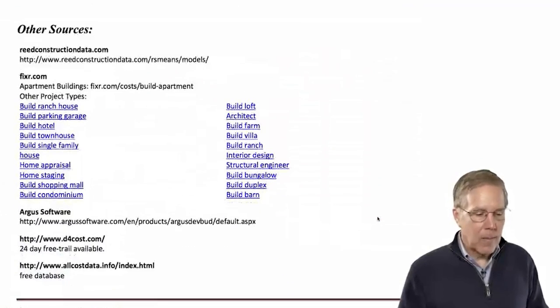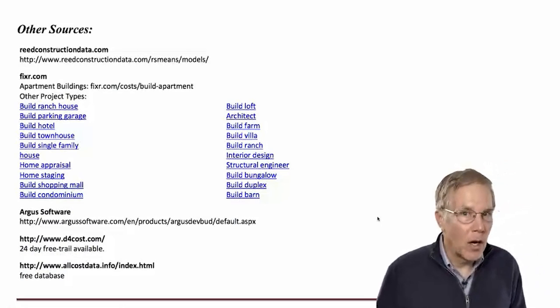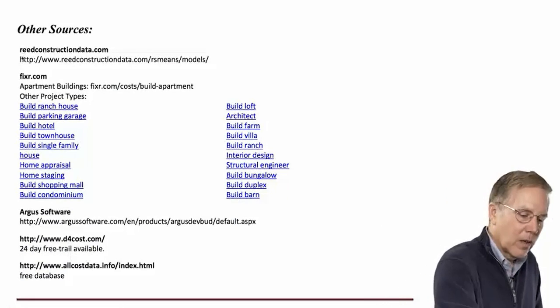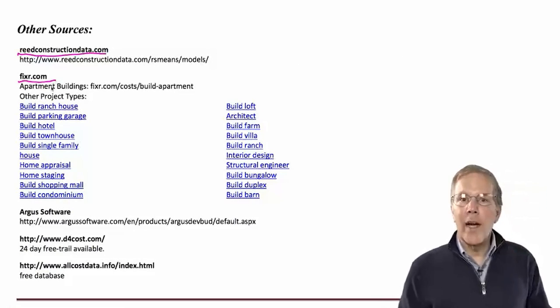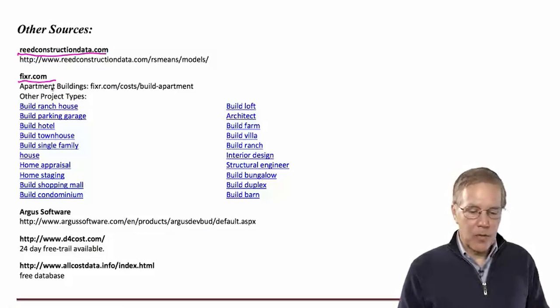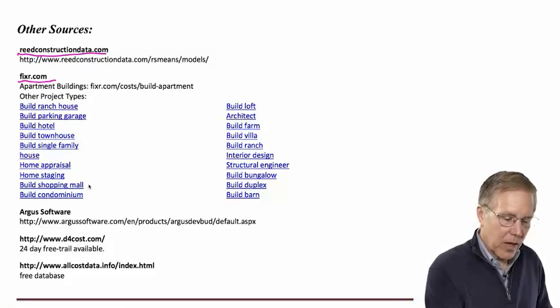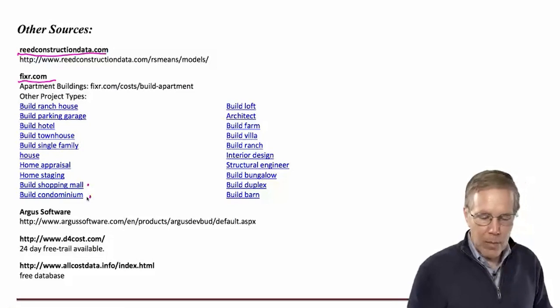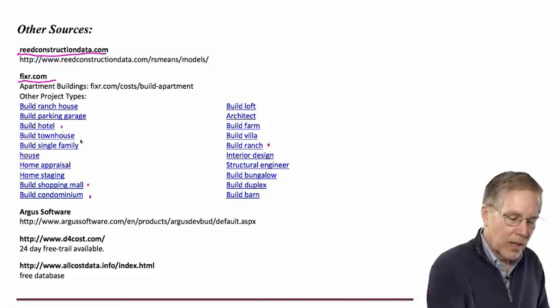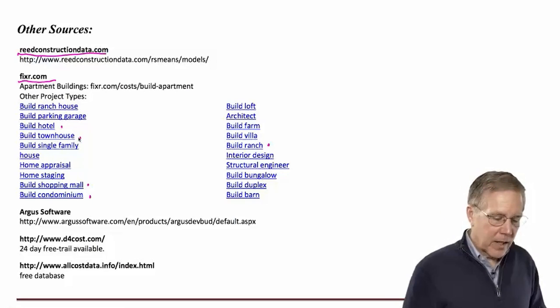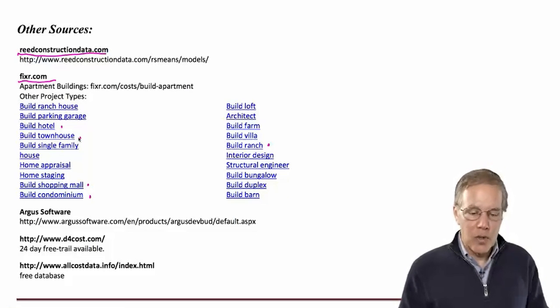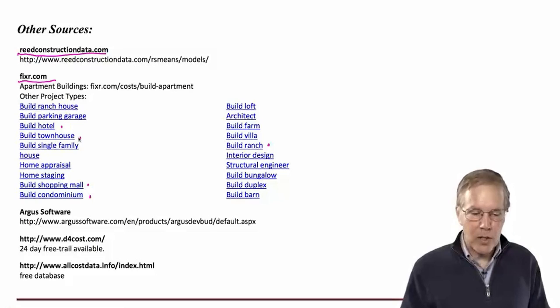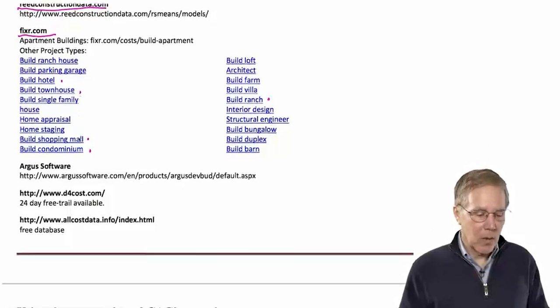Okay, let's keep going. So some other sources that I found to be very helpful with this type of thing is readconstructiondata.com, fixer.com has some great modules for pricing things for various types of buildings, shopping malls, condominiums, single-family ranch-style house, hotels, townhouses, etc. Also Argus software, etc., etc. Everything I've listed here you can look at. But again, I strongly urge you to search for yourself and see what you find. You may find things that are better than what I've found.